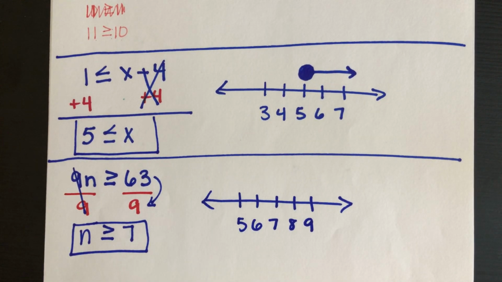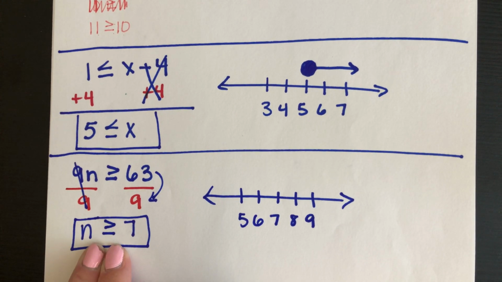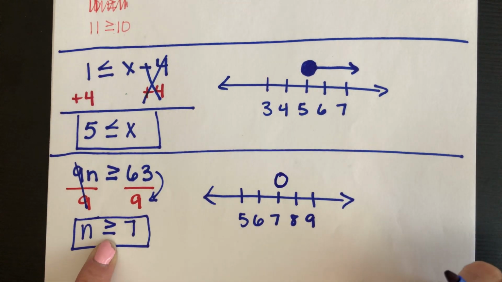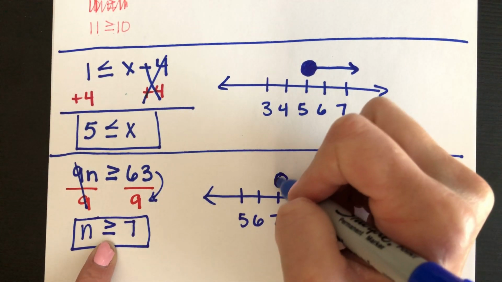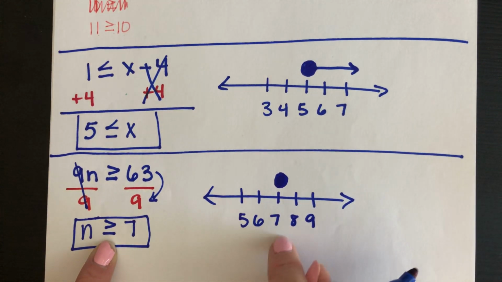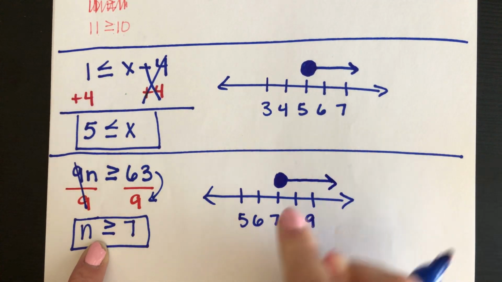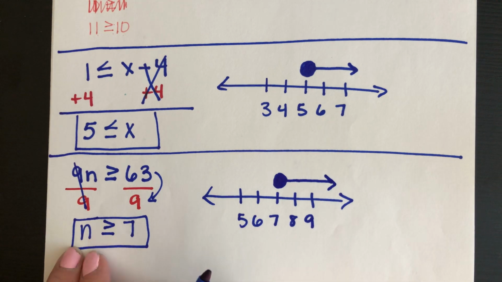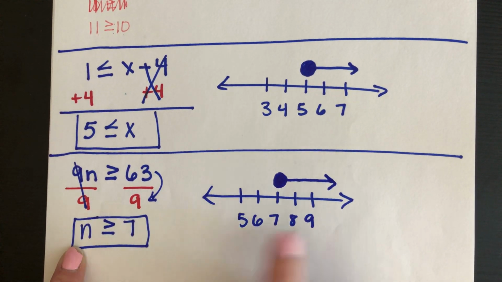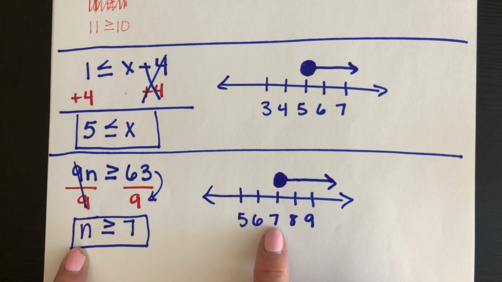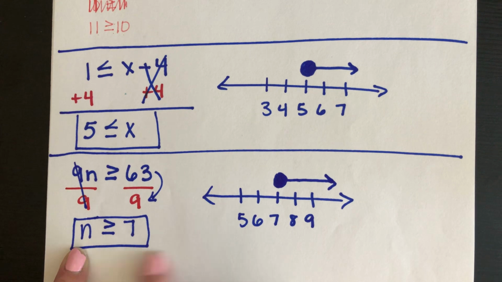Okay, so n is greater than or equal to 7. So I'm working with 7. Since it's greater than or equal to, I'm shading it in because it's including 7. So n has to be greater than 7. n could equal 8, n could equal 9, n could equal 1,000, n could equal 1,000,000. n could also equal 7. So it has to be 7 or bigger. Then that would be a true answer to our solution.